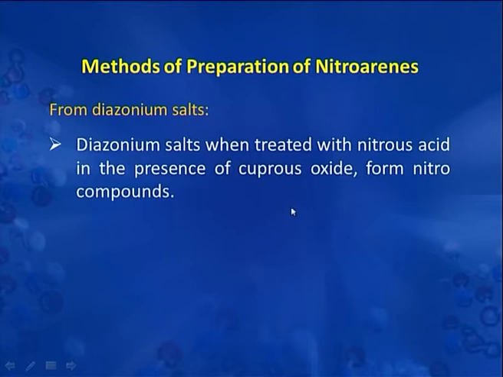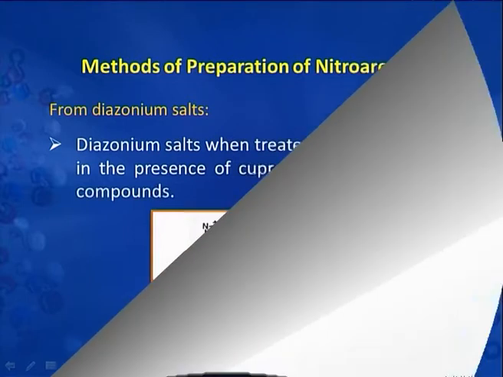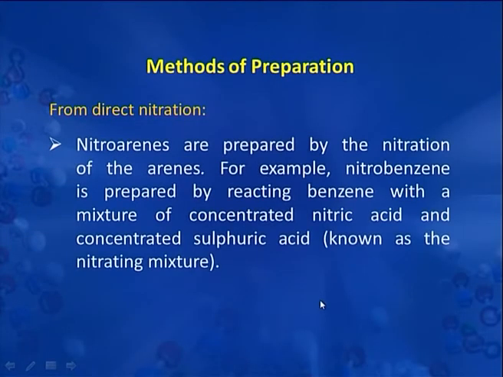Diazonium salts, when treated with nitrous acid in presence of cuprous oxide, form nitro compounds. This diazonium chloride, when treated with cuprous oxide, is forming the nitro group over here. So we get here 4-nitrotoluene.